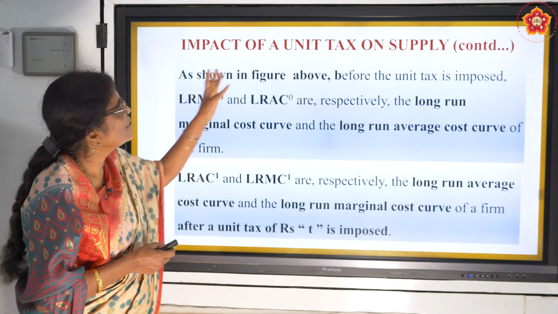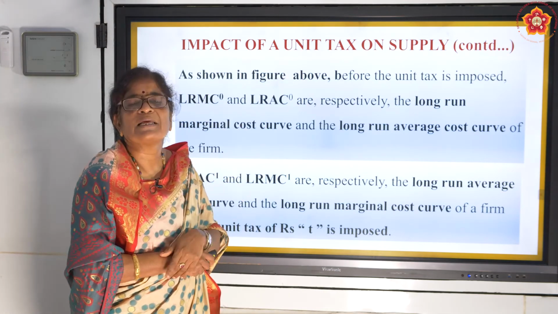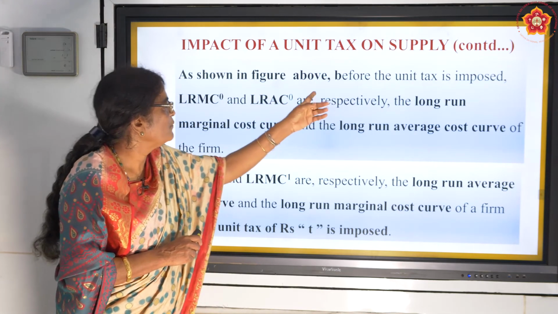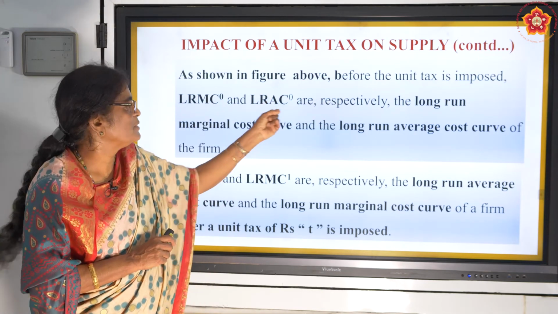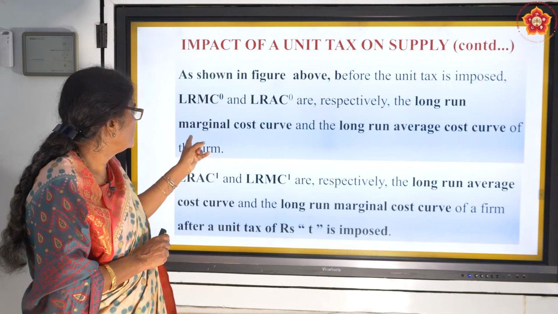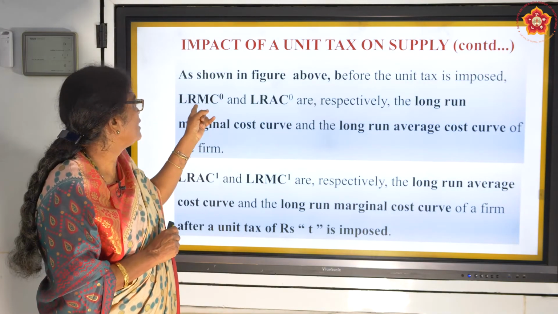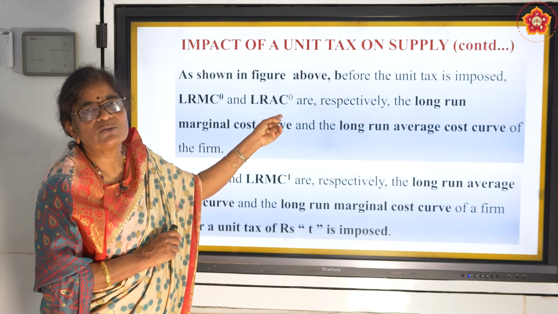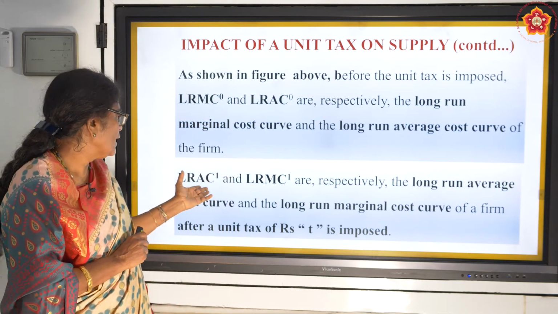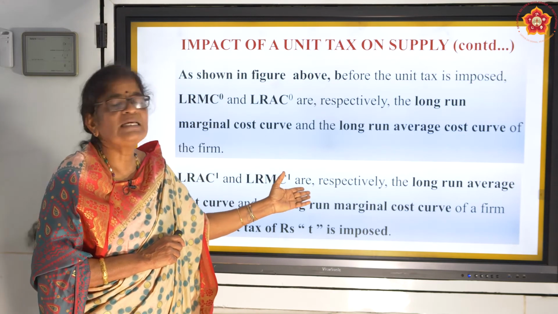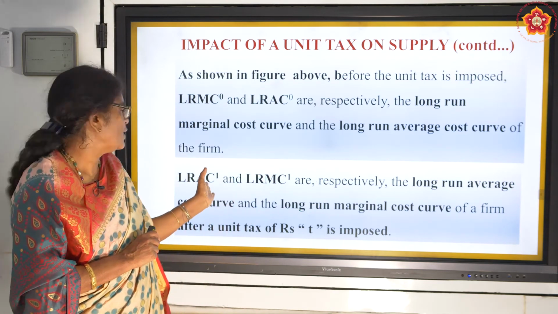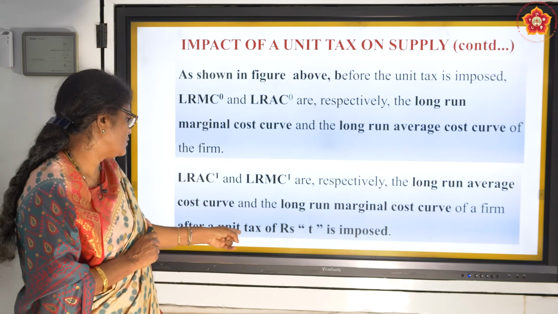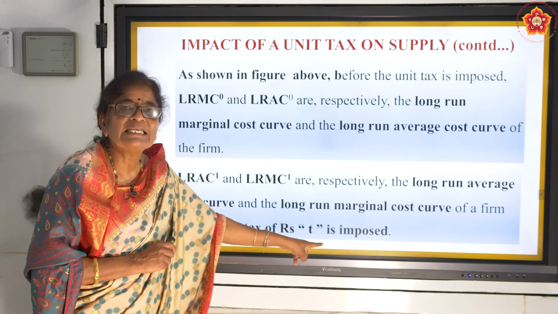Next one, impact of a unit tax on supply. What is the supply? As shown above, before the unit tax is imposed, you know LRMC0 and LRAC0, that is in the long run. What is LRMC? Long run marginal cost. What is LRAC? Long run average cost before the imposition of tax. LRAC1 and LRMC1 are respectively the long run average cost and long run marginal cost after the imposition of tax. Unit tax rupees T is imposed.